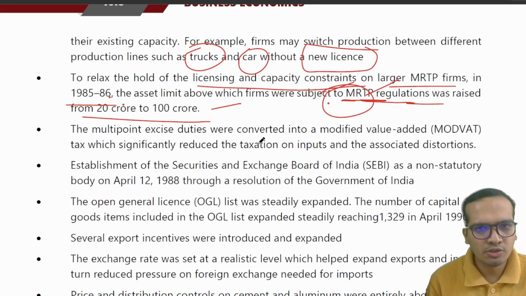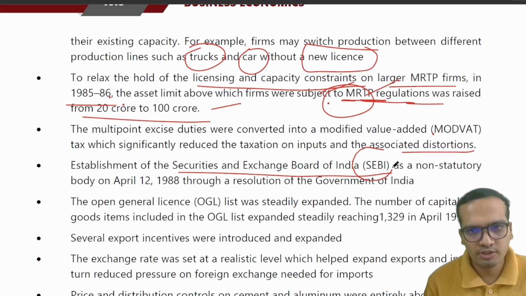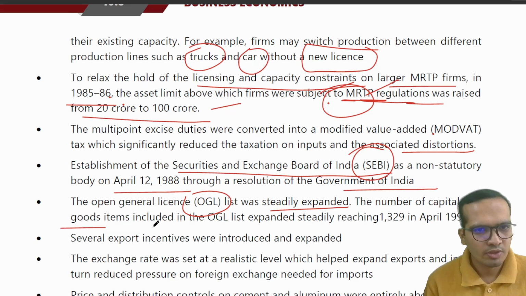The multi-point excise duties were converted into a modified value added tax, that is MODVAT, just like GST, which significantly reduced the taxation on inputs and associated distortions. The Securities and Exchange Board of India (SEBI) was established as a non-statutory body on April 12, 1988 through a resolution of the Government of India. The Open General License (OGL) list was steadily expanded. The number of capital goods items included in the OGL list expanded steadily, reaching 1329 in April 1990. और list और products add हुए उसमें.